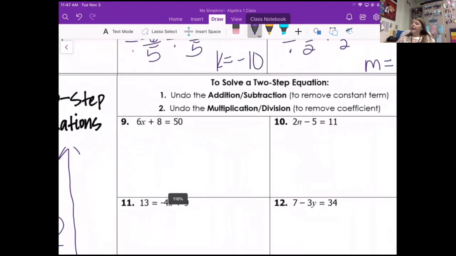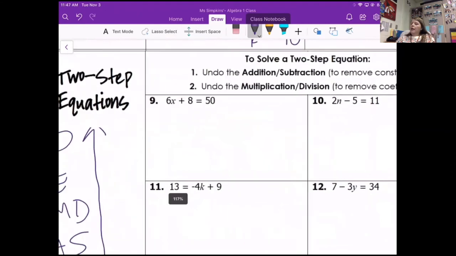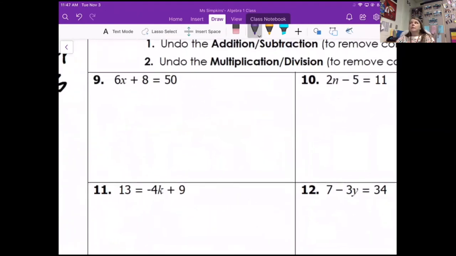So if we're looking at number 9, I see my variable X. Right now, there are 2 things that are happening to X. What 2 things are happening in this equation to our X on the same side? Multiplied by 6, added by 8. So to get X alone, we got to do the opposite of those 2 things. But I start with my addition subtraction.